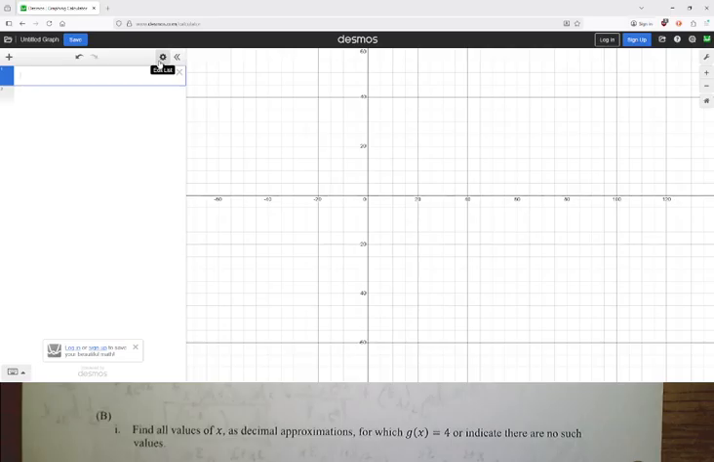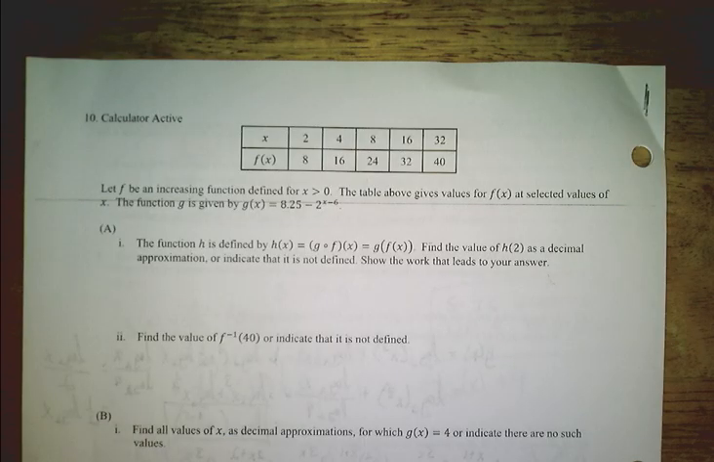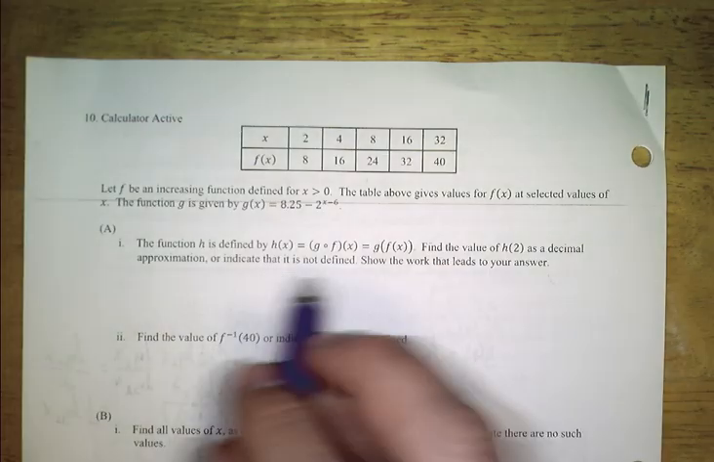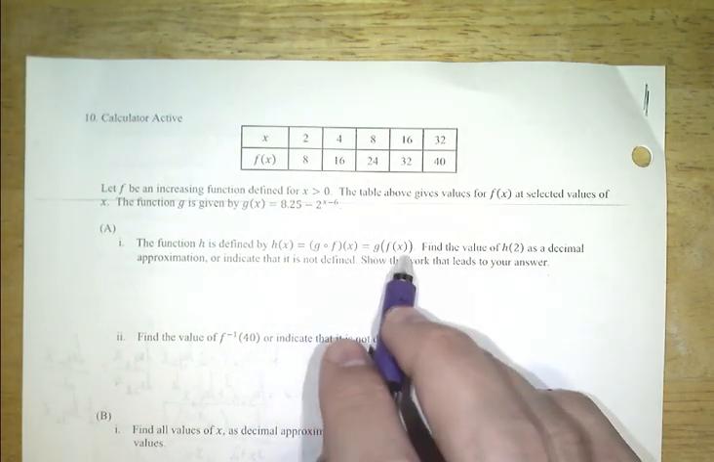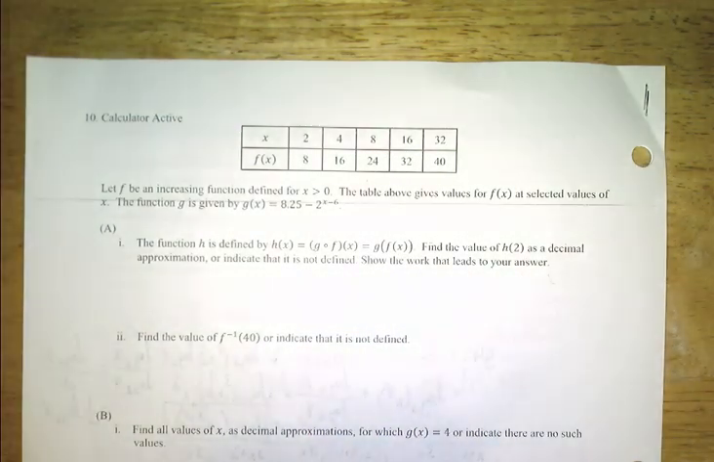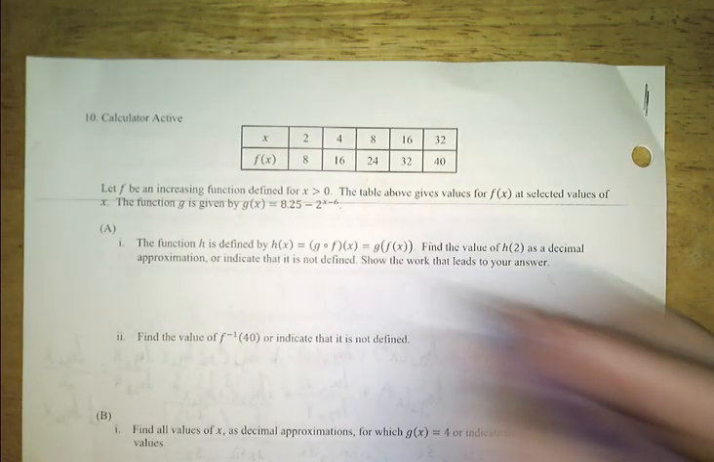So the function g is given by, so f and g are different. F is given as a table, and g is given as an equation. So the first question is, well, might not need a calculator yet. Let's find out. So the function h is defined by g of f of x. Find the value of h of 2 as a decimal approximation.